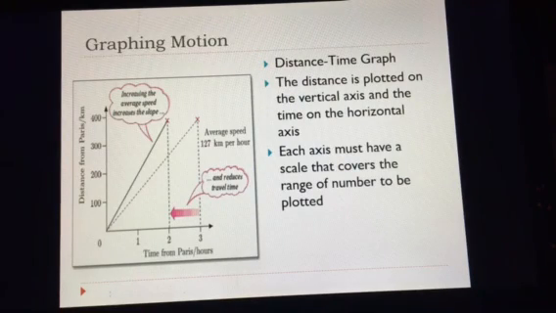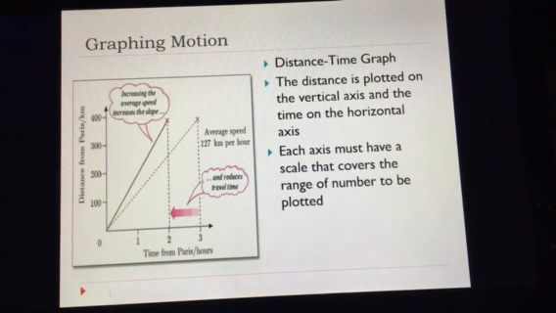Okay, so again, we're just looking at graphing this. On your homework assignment, you're going to be looking at some different graphs and seeing how we can graph motion, and determining which ones are moving and which are not moving. When we look at this, on our vertical axis we're going to have time. On our horizontal axis, we'll have our distance.